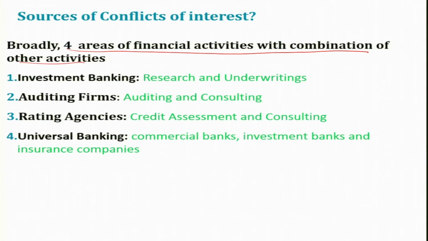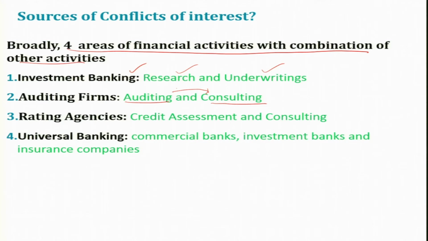One area is investment banking, when they engage in both research and underwriting, then this leads to conflict of interest. The second is auditing firms, because we have seen that most governments, in order to ensure a sound financial system and reduce the asymmetric information problem, ask firms to get their balance sheets audited by independent firms, right? However, auditing firms sometimes also have a consulting business. Because of the economies of scope, they also engage in consulting as well. So this creates further conflict of interest.